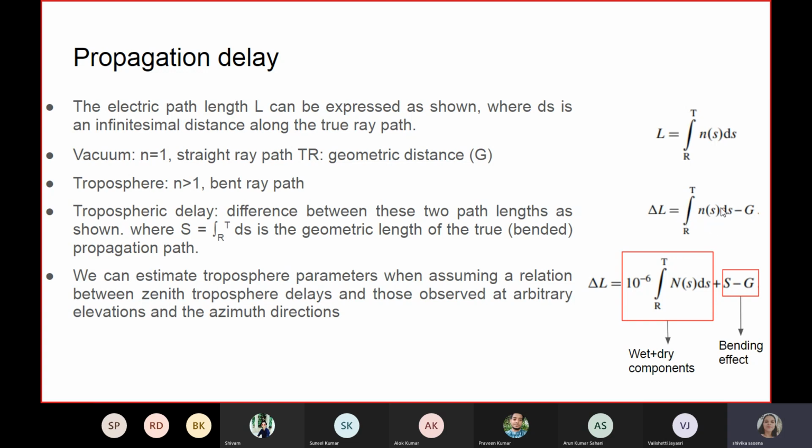Now when we substitute refractivity inside this small n refractive index, we get the equation like this. So naturally the integration of ds from receiver to satellite will give you capital S. Okay, here this is the geometric length of the true bended propagation path. So capital S minus G will produce the bending effect, while the wet and dry components of the refractivity are modeled inside the first red box.